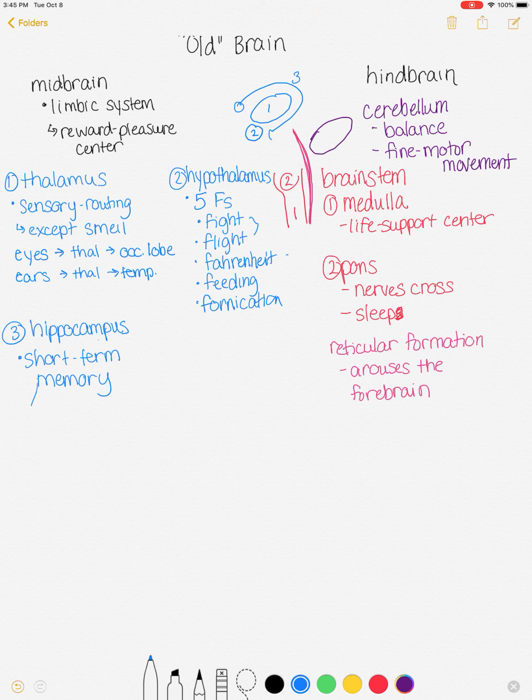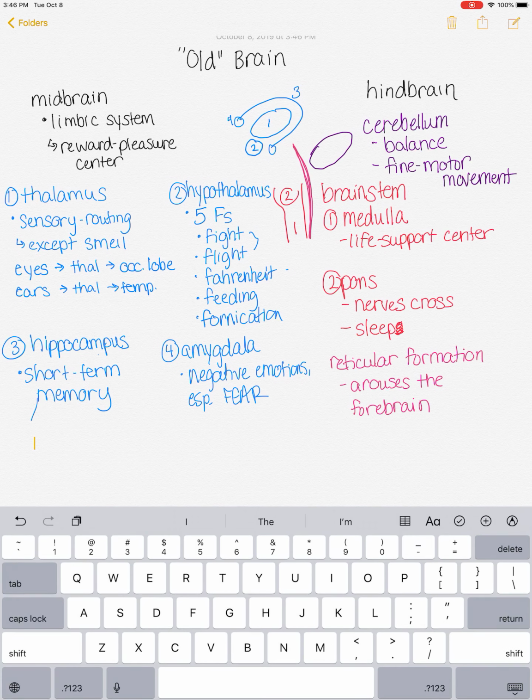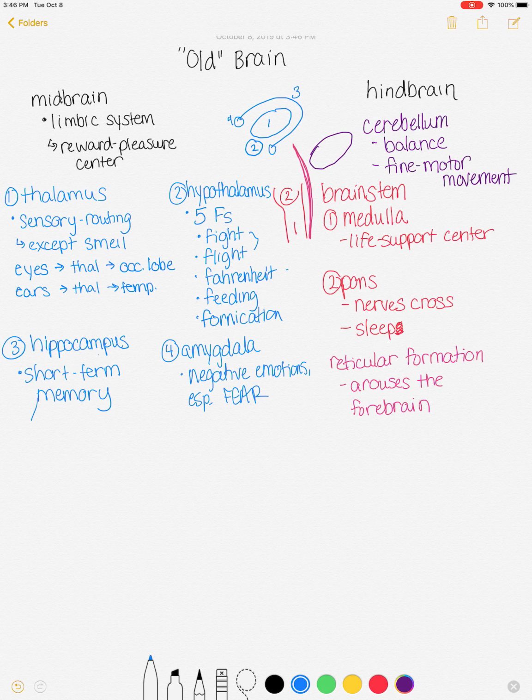Finally, we're going to draw 2 circles at the end. That's number 4. And this is the amygdala. And this has to do with negative emotions, especially fear. So the amygdala has to do with negative emotions, especially fear. So we're really quick to respond to fear. And that's a survival mechanism.